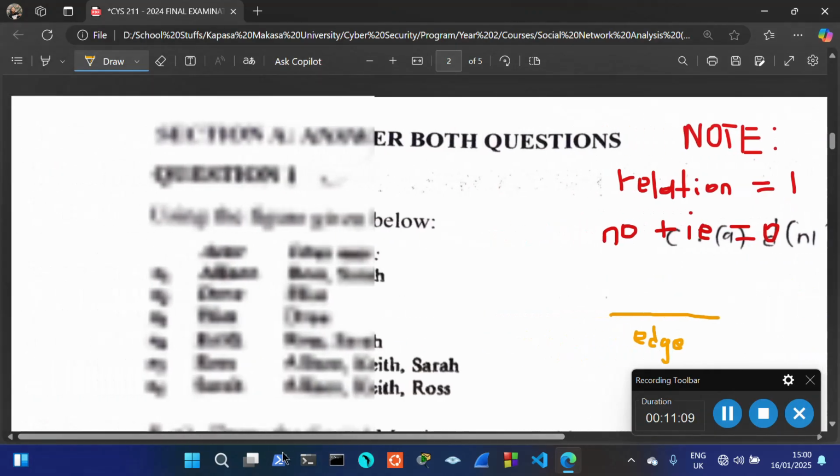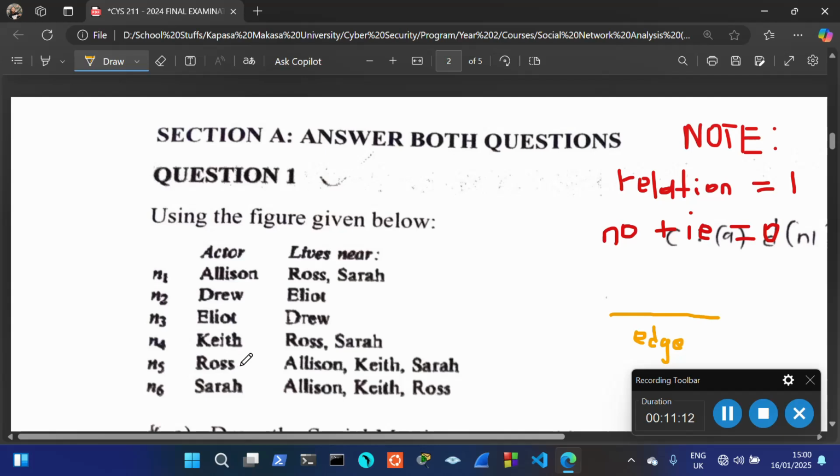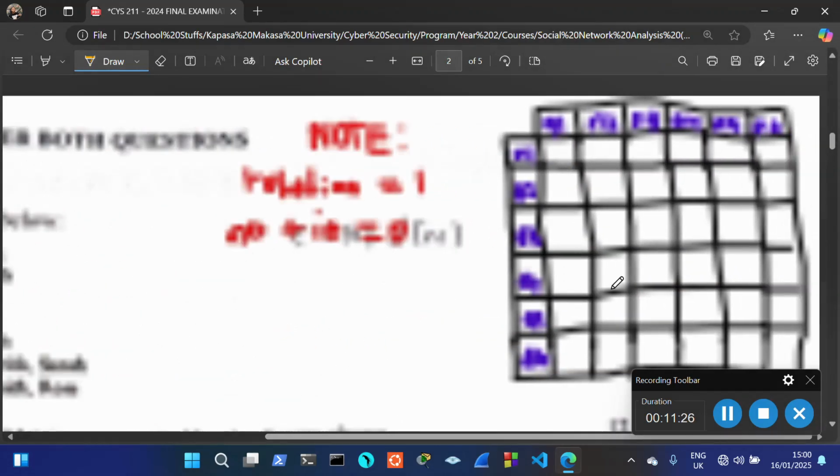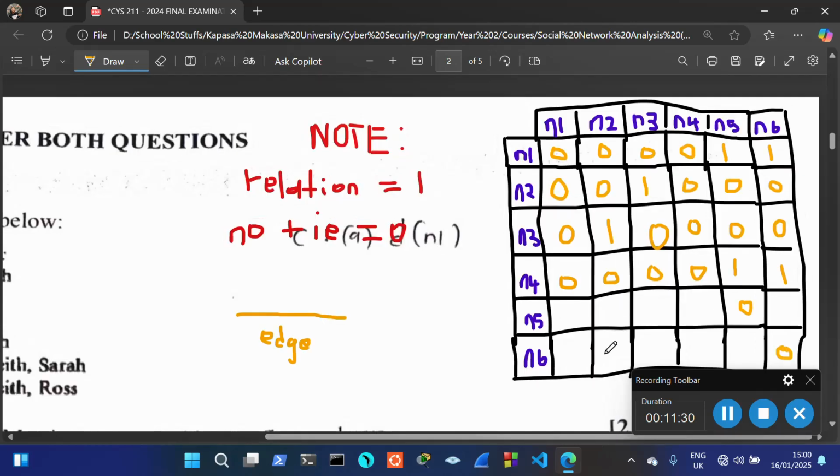Now come to N5, who is Rose. Rose has a relation with Alison, who is N1, then Keith, who is N4, and Sarah, who is N6. So we are saying N5 has a relation with N1, N4, and N6. We are going to indicate that.